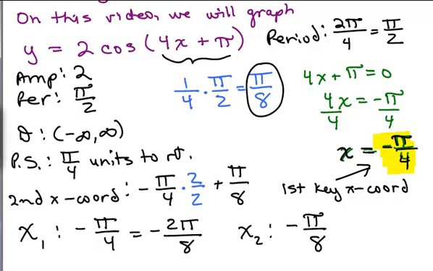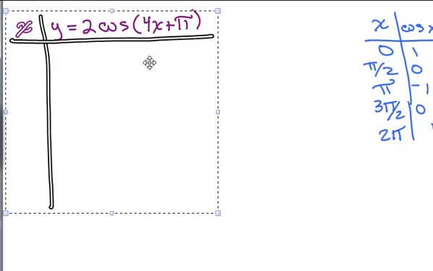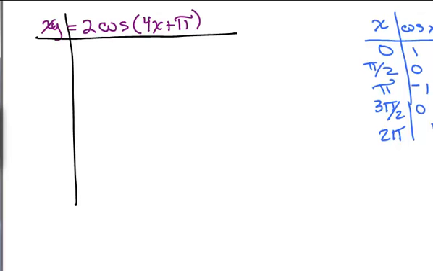So now we are ready to do a little chart, and we're going to put this in for our first x-coordinate, this for our second x-coordinate, and we notice that all we're doing is we're going to keep adding pi over 8 to get our third, fourth, and fifth key x-coordinate. So we start off with negative 2 pi over 8. I think I'm going to need a little more space here.